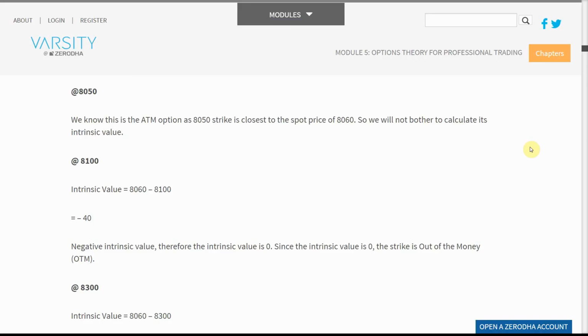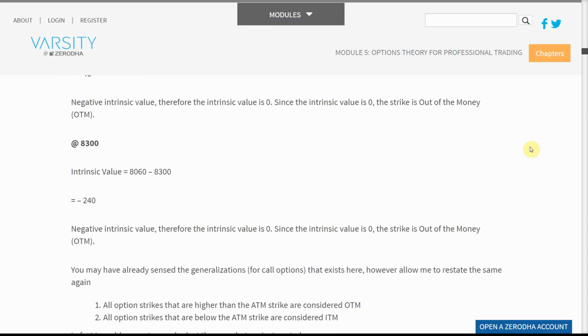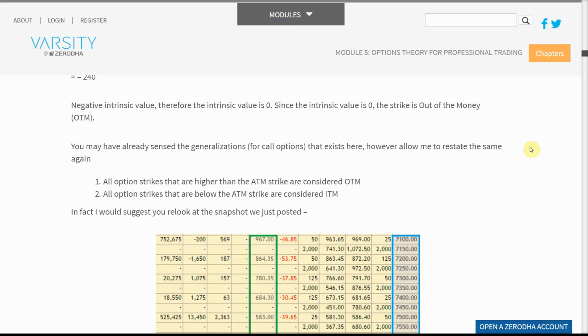At 8,100, intrinsic value equals 8060 minus 8100 equals minus 40. Negative intrinsic value, therefore the intrinsic value is 0. Since the intrinsic value is 0, the strike is an out of the money OTM option. At 8,300, intrinsic value equals 8060 minus 8300 equals minus 240. Negative intrinsic value, therefore the intrinsic value is 0. Since the intrinsic value is 0, the strike is an out of the money OTM option.